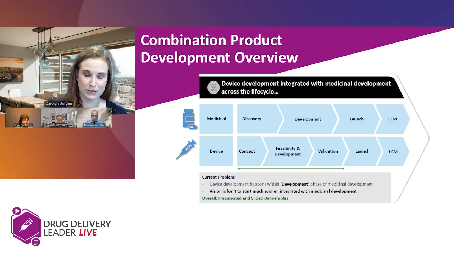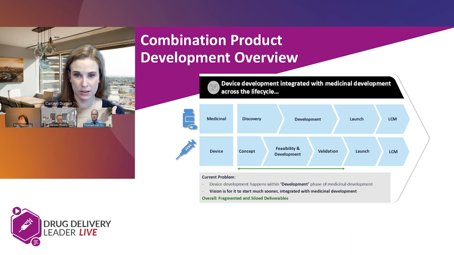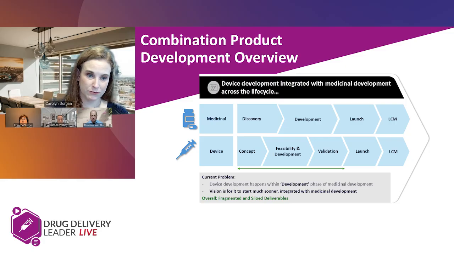If we take a look at these, you can see for medicinal products, we typically have a discovery phase, development, launch, life cycle management. We'll have those traditional clinical trial phases. The device life cycle management, you have your concept, you have feasibility and development. That's a much more iterative process, and validation. As you see from the arrow below, you go through that cycle multiple times throughout development for a device.